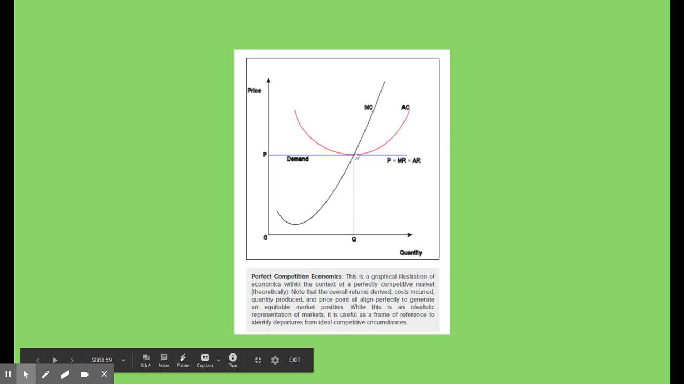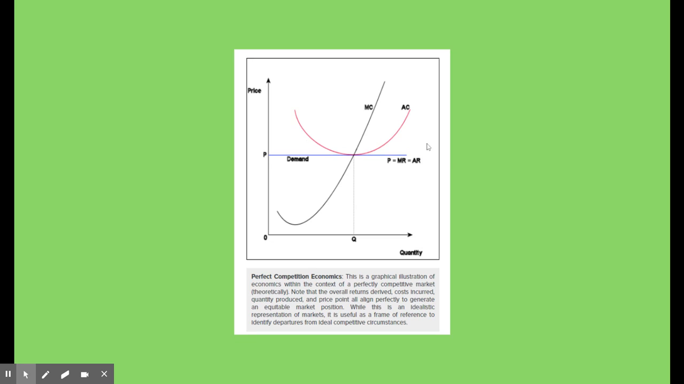So, this is the perfect situation, but once again, there is no such thing as perfect. But it helps us compare other industries or marketplaces to show the differences that occur.